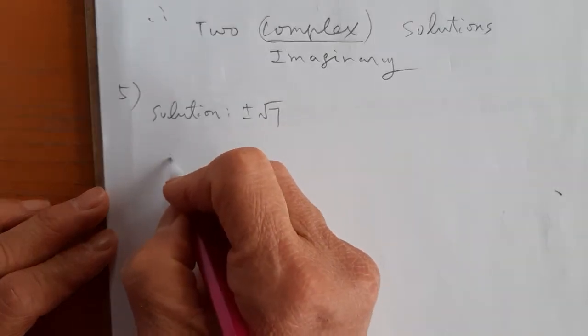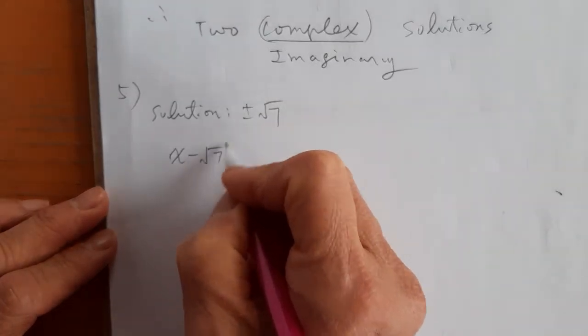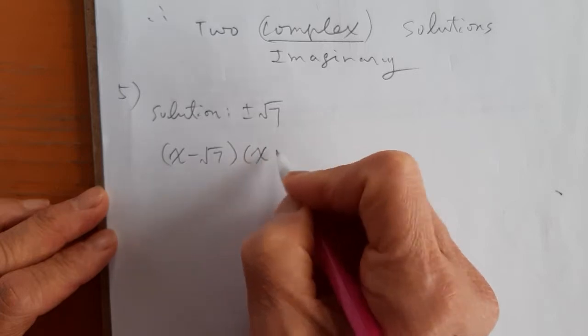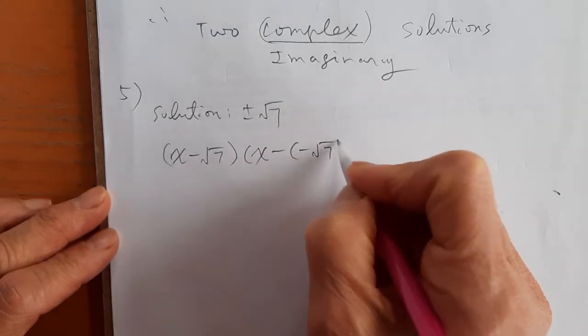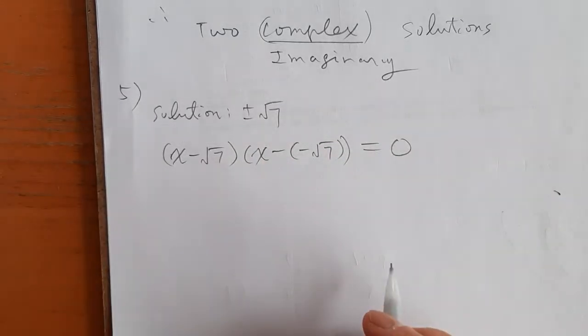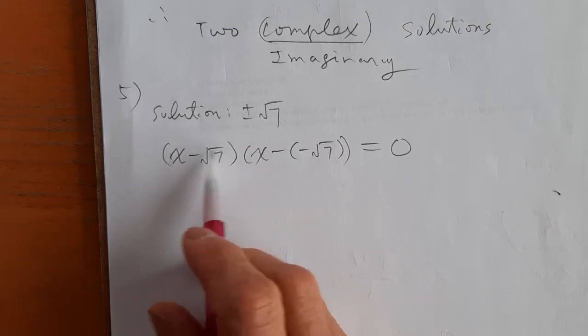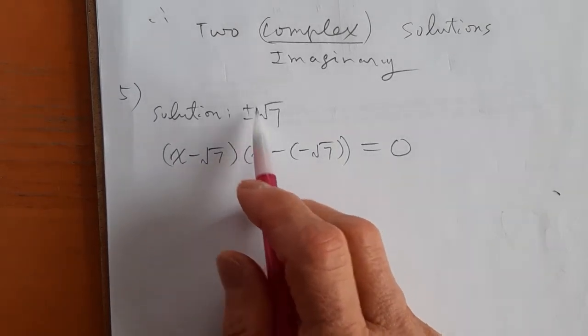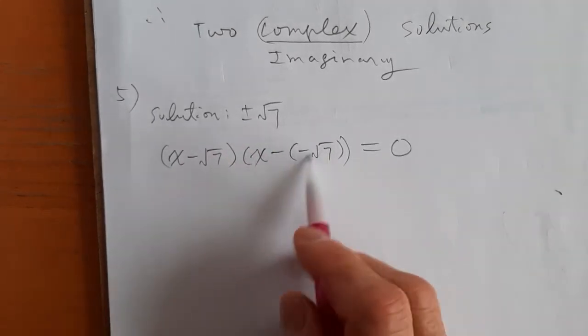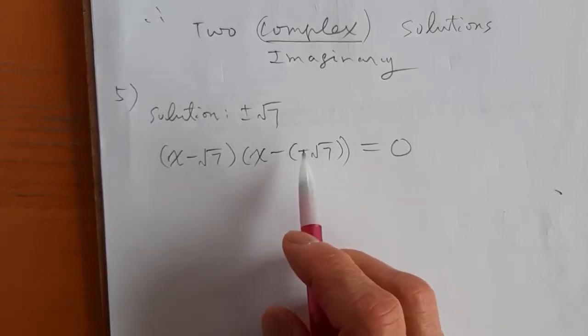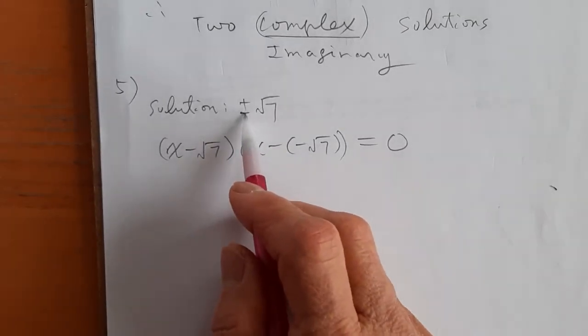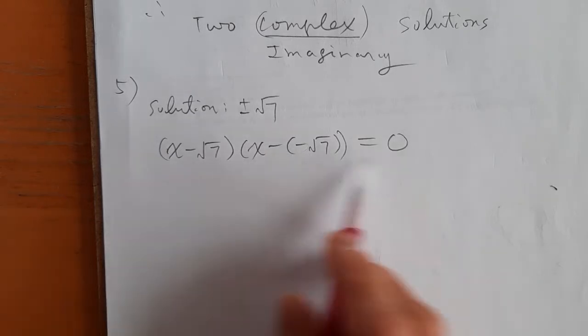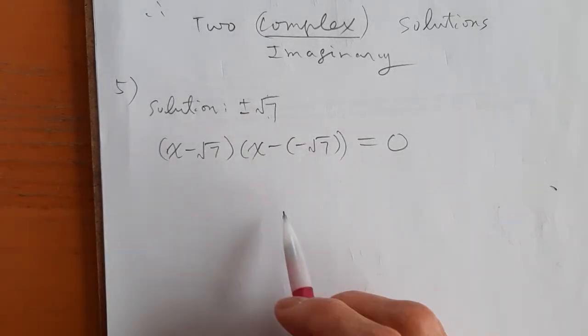So first of all, we write (x minus square root of 7) times (x minus negative square root of 7) and let it equal 0. Because if we let the first factor equal 0, x equals positive square root of 7. If we let the second factor equal 0, the solution is negative square root of 7. So this equation has the two solutions.